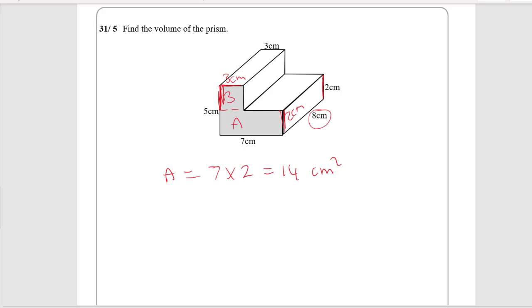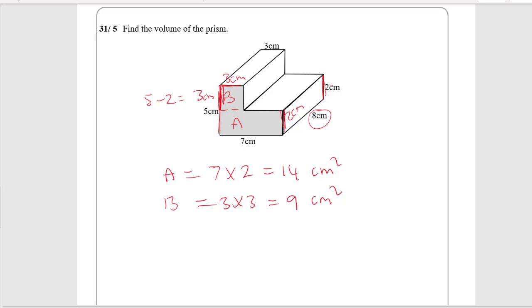B, we have this length is 3, and the vertical line here is going to be 5. All of it's 5. We take away 2, so we'll look at vertical by vertical. So 5 take away 2, which is 3 centimeters. So we can see it's a square. So area of B is going to be 3 times 3, which is 9 centimeters squared.